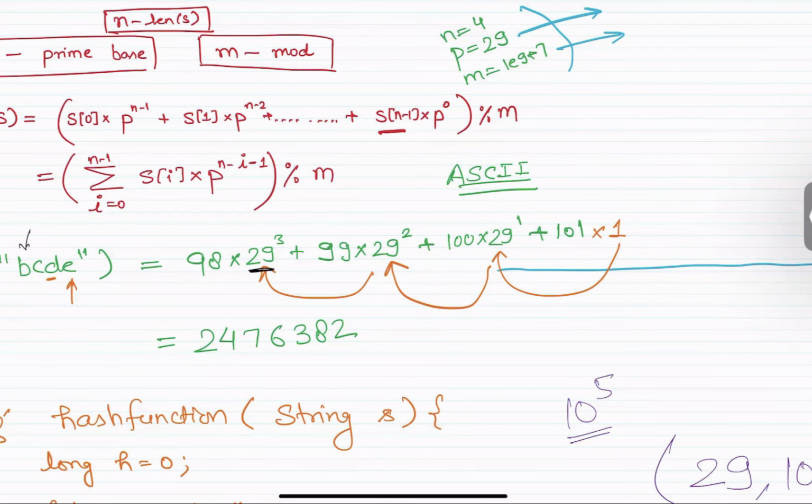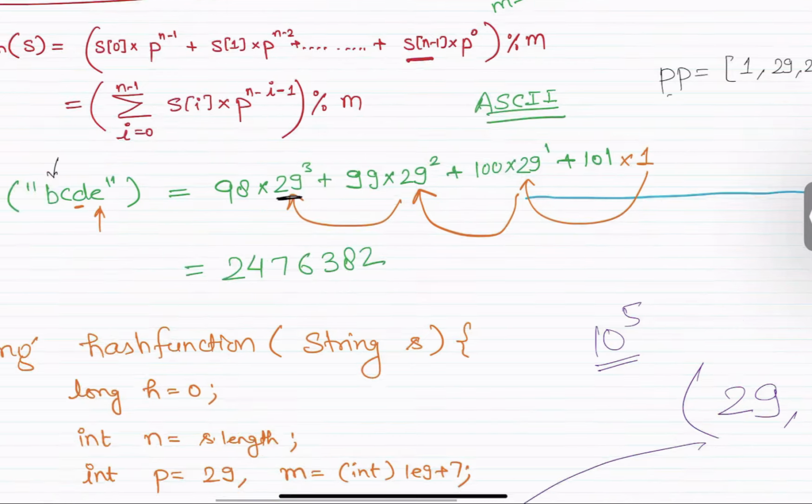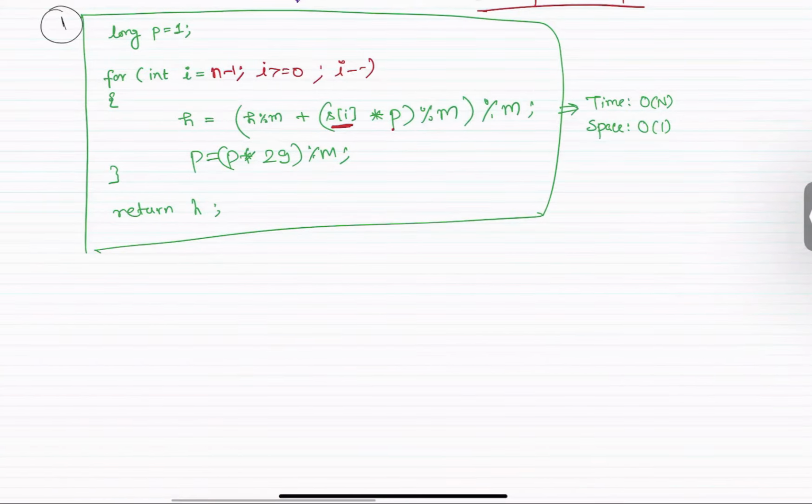But what if I tell you, hey, you could have pre-computed every power of 29 with modulo in advance. Would that be a good idea? Yes, sir. So you could have pre-computed powers of 29. 29 raised to the power 0 is 1, 29 raised to the power 1 is this, 2 is this. So take an array, pre-compute and store those values. Okay, so that is the second implementation I'm talking about.